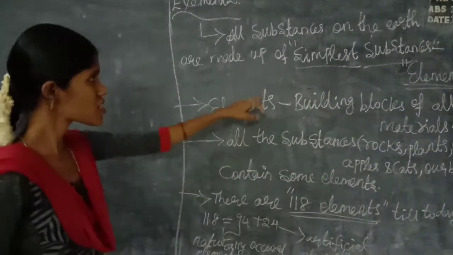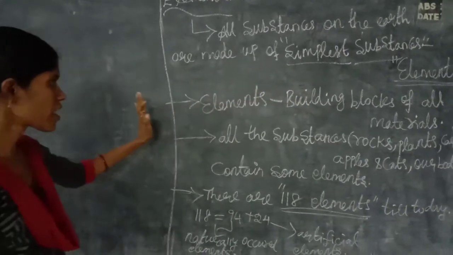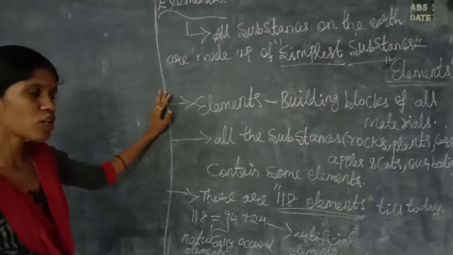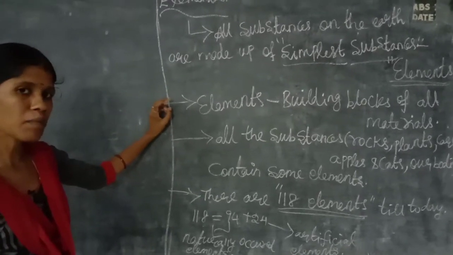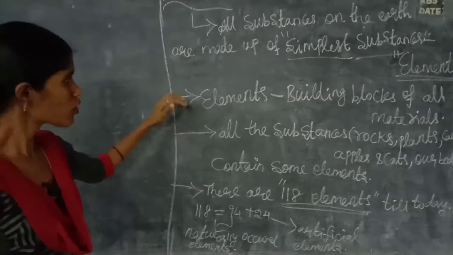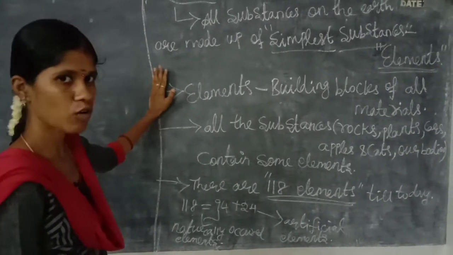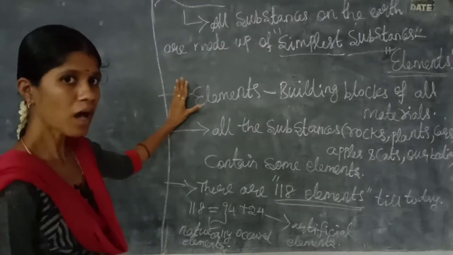So the simplest substances are called elements. Elements are the building blocks of all material. Already we know that atoms and molecules are the building blocks of material. Here also, the elements are the building blocks of all material. So this is the basic one for material.